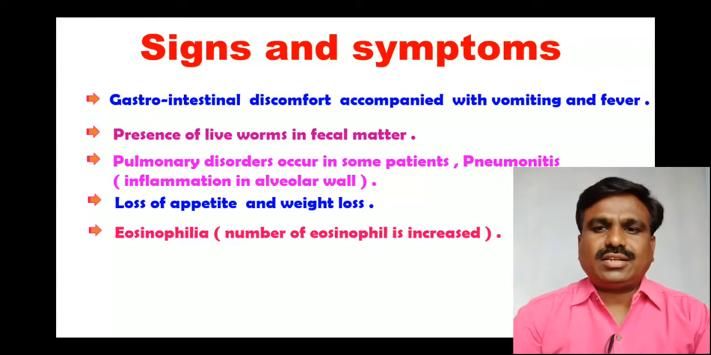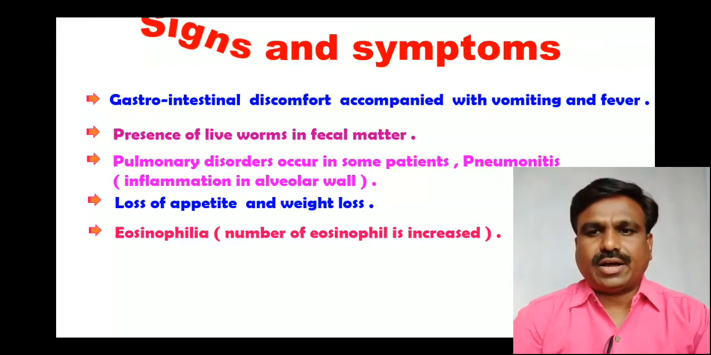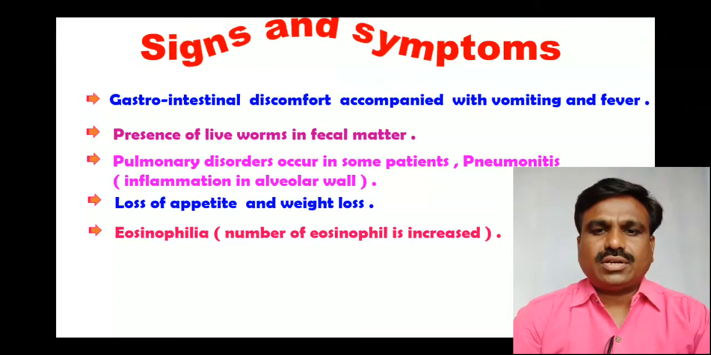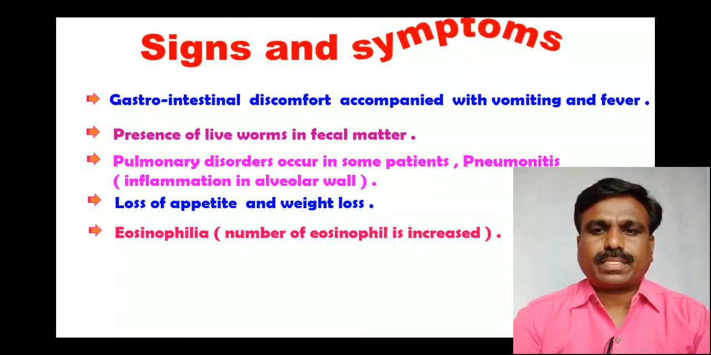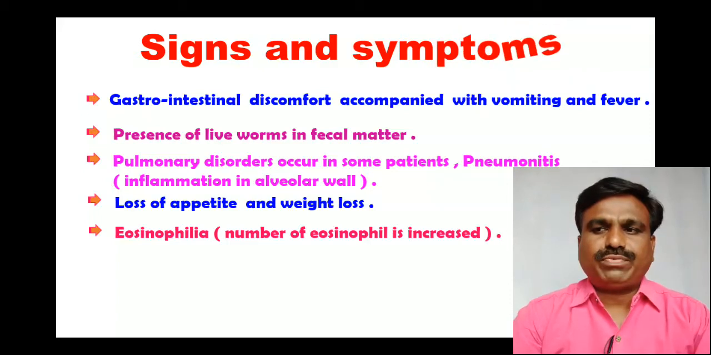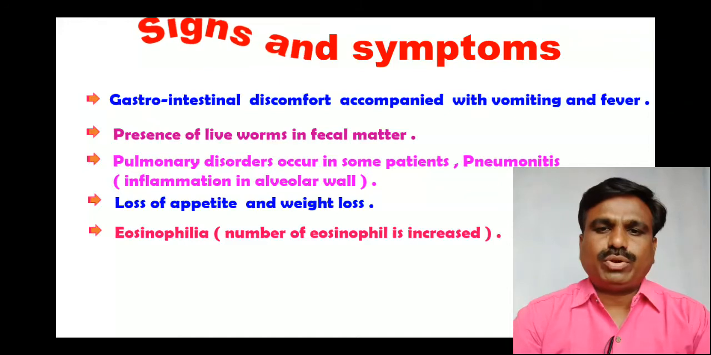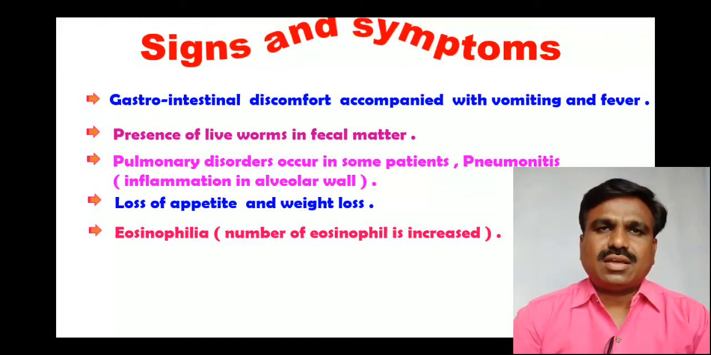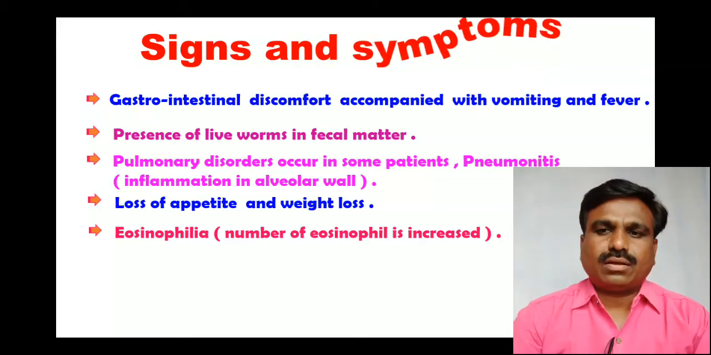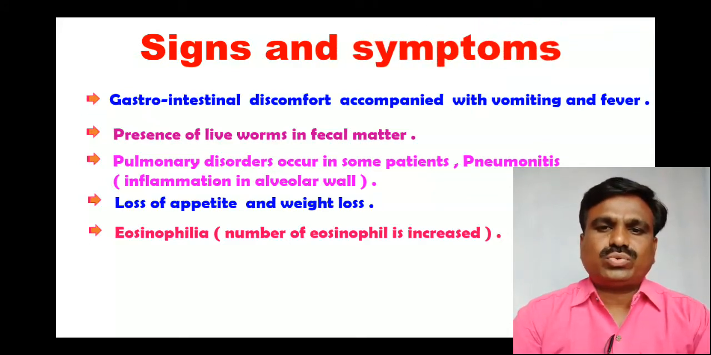Then another sign and symptom is eosinophilia. Eosinophilia is an increase in the number of eosinophils in the blood. Eosinophils are one type of white blood cell, and they increase if the person is suffering from Ascaris lumbricoides. These are the general points regarding the signs and symptoms.